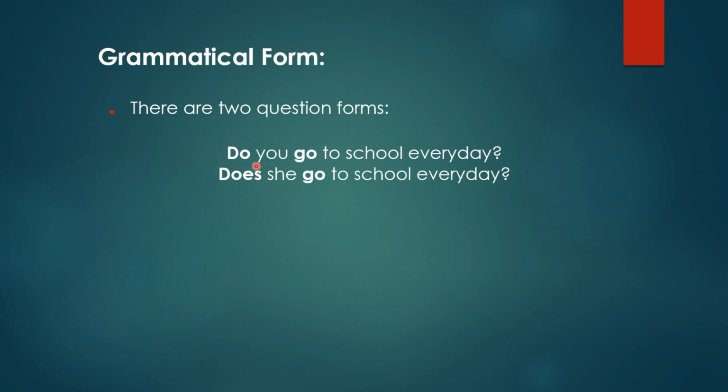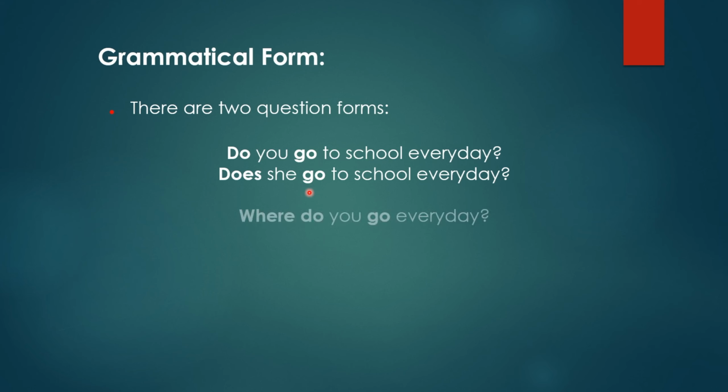In yes-no questions, we just use do or does at the beginning of the sentence. Then there is the subject and the main verb. Do you go to school every day? Does she go to school every day?